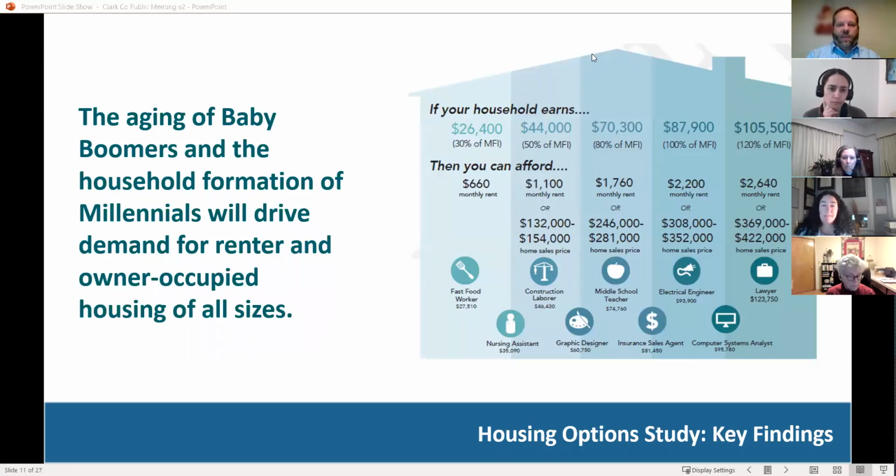But as an example, if your household earns 80% of median family income, that's about $70,300. That means that you can afford a rent of $1,760 or a house between $246,000 and $281,000. And I know homes of that sale price are hard to find. And that's a typical salary for a middle school teacher. And you can go down in income and up in income and see what rents you can expect to pay and what the average housing prices are.